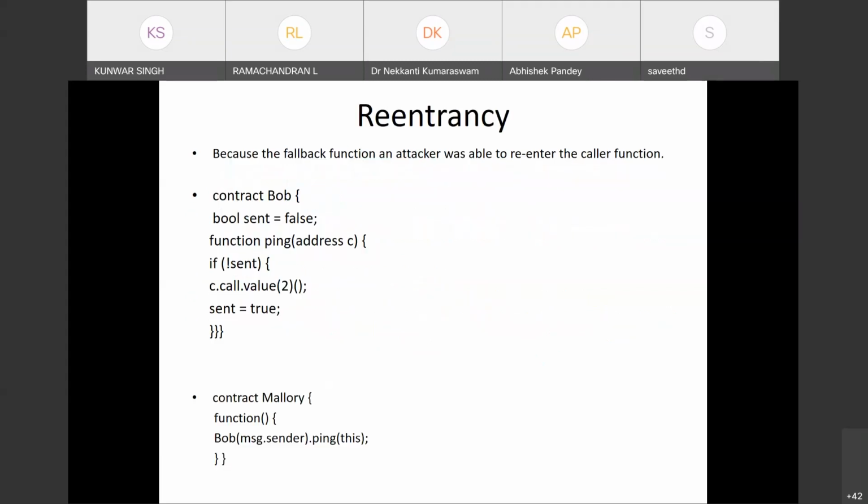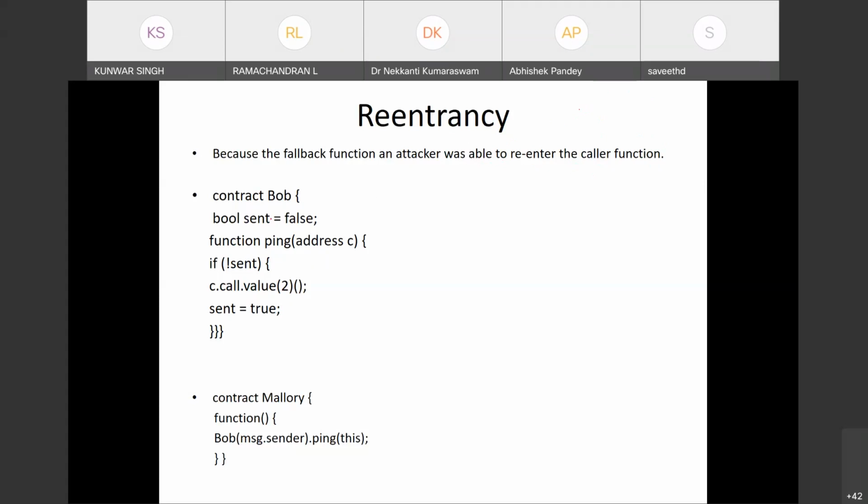Okay, so how did it happen? Let's see the technical things. The problem in the Ethereum smart contracts was reentrancy, and that reentrancy was due to the fallback function. Okay, so what is reentrancy? Because of the fallback function, the attacker was able to re-enter the caller function. The caller is calling something, you call some function, and again you can re-enter that. That is called reentrancy. So let's see one example. What is the meaning of re-enter?